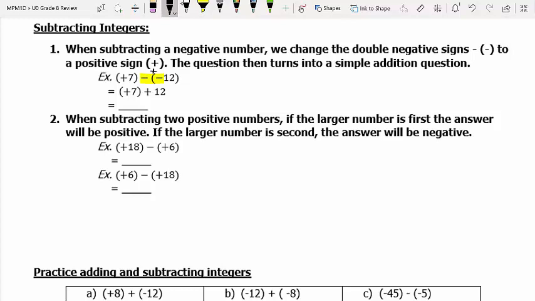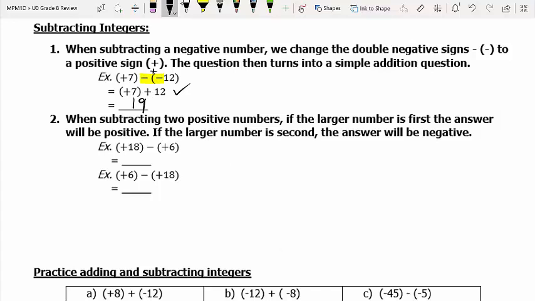So when you see two negative signs right beside each other with no number in between the two signs, you can change them both just to one positive sign. So we get 7 plus 12, and that looks a lot easier to simplify than positive 7 minus -12. So our final answer is 19.